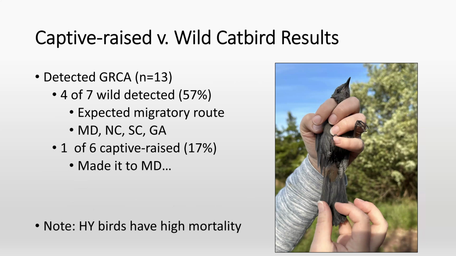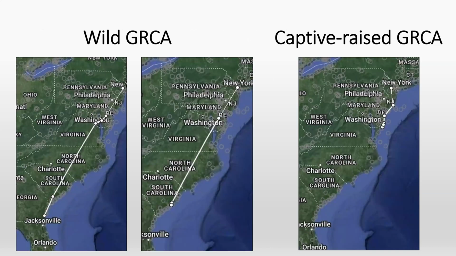But we were able to detect 4 of 7 of the wild catbirds, and all of them did a normal catbird migration, which is down the coast, winding up somewhere in South Carolina or Georgia. We only got 1 of the 6 captive raised. These are small sample sizes, but you know, yikes. And he only made it to Maryland, so there's potentially some issue there. These are just 2 of our wild catbirds doing what catbirds do, very typical migratory routes for catbirds. And that's the 1 captive raised. All right, he got somewhere, so good for him, but clearly not the same.